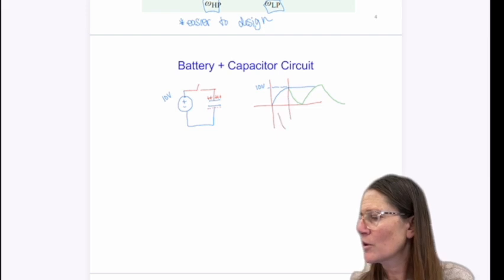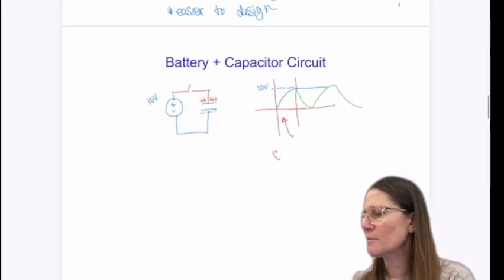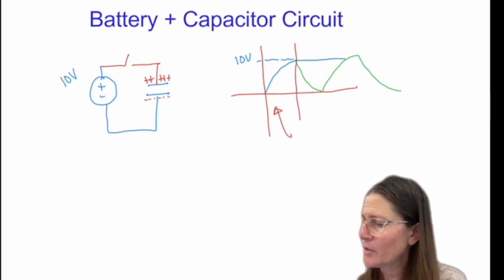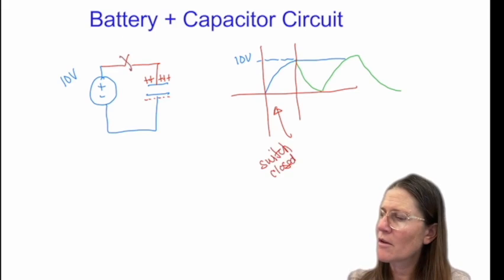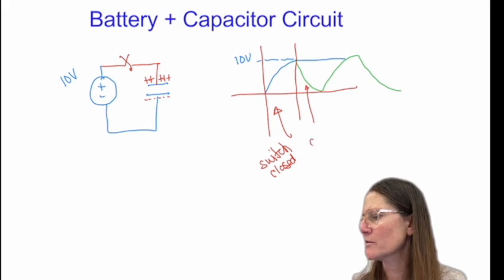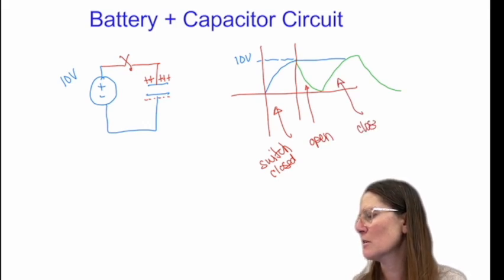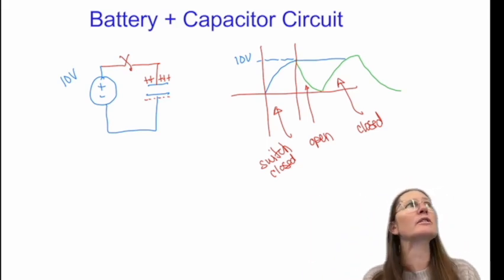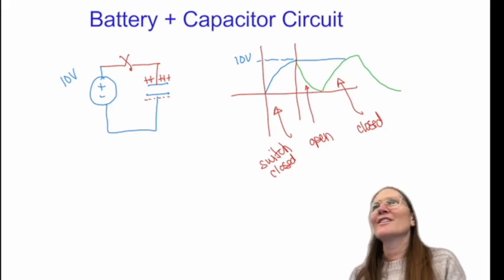So this is kind of like a charging. So this is when the switch is closed. And this is when the switch is open, it discharges. And then once it gets flipped again, it will be closed again. So you can actually get this oscillation just from opening and closing the switch. Is that what you wanted?